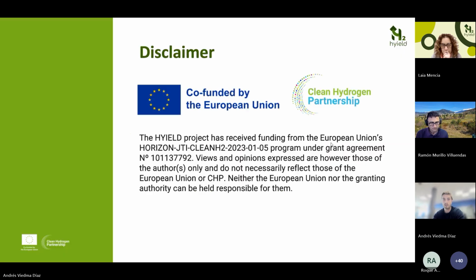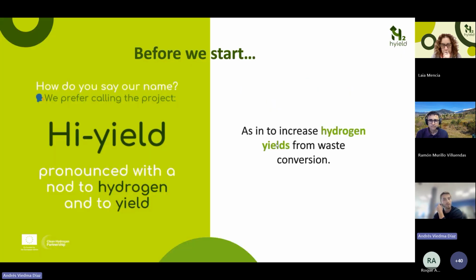So first of all, we want to make this clear: HYIELD comes from hydrogen, like I just said, and it stands for increasing hydrogen yield from waste conversion. We want to make clear how it has to be said, because some people say high yield or higher or different ways, so it's HYIELD.